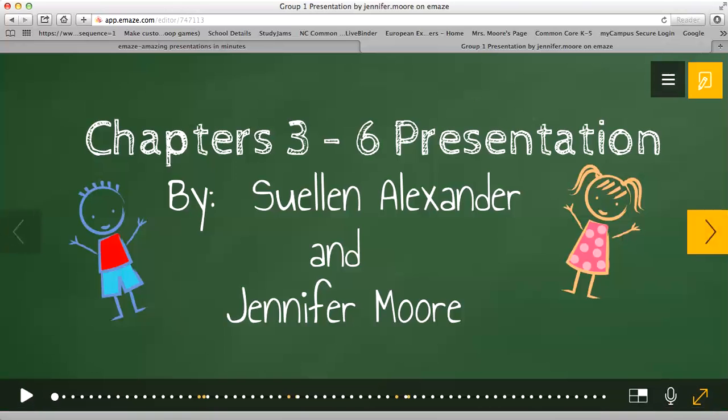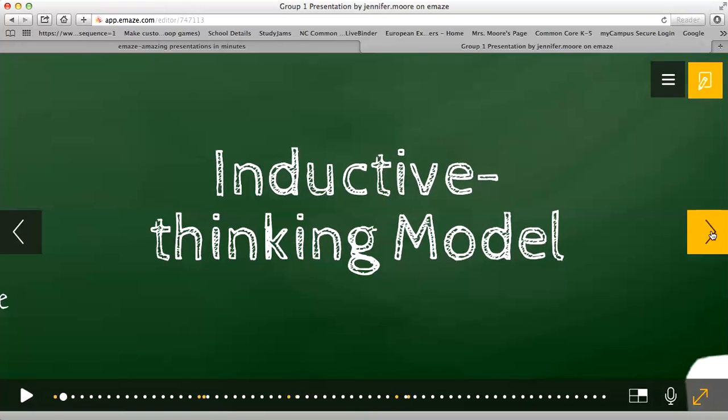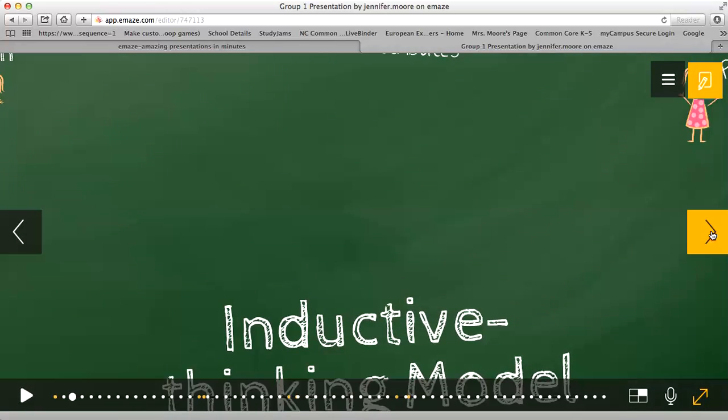We are doing a presentation on chapters 3 through 6 about inductive learning models. The first model is the inductive thinking model.